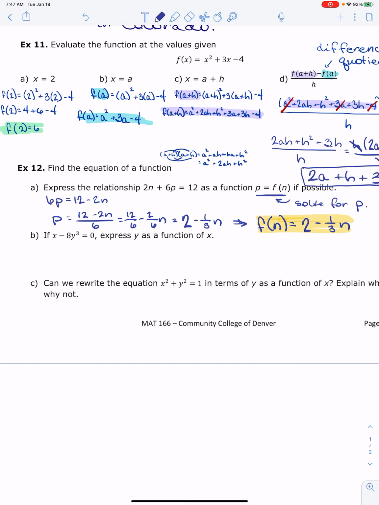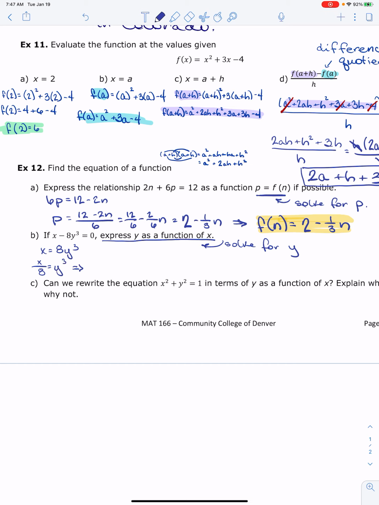B, we want to use the equation x minus 8y to the third equals 0. We want to express y as a function of x. Express y as a function of x. This means solve for y. And so that's what we're going to do. I get x equals 8y to the third. x over 8 equals y to the third.